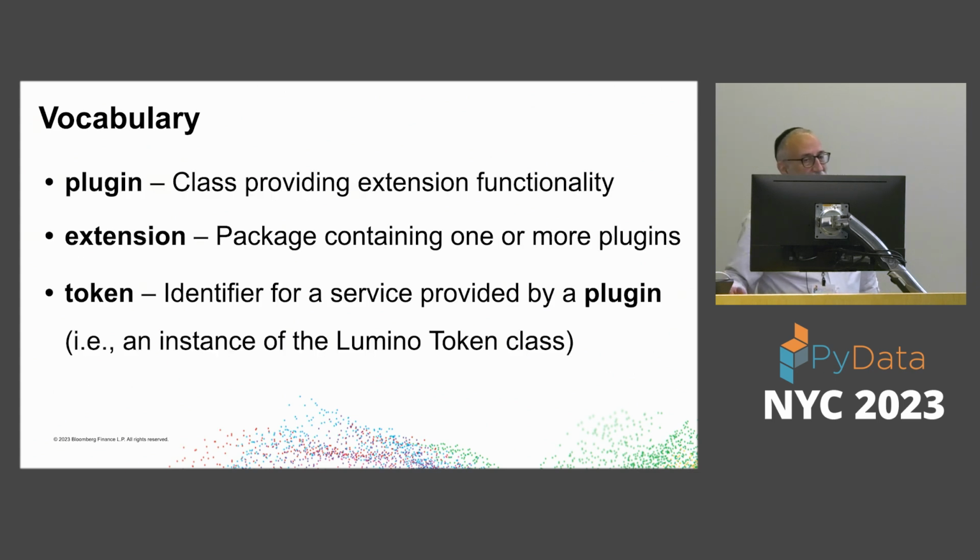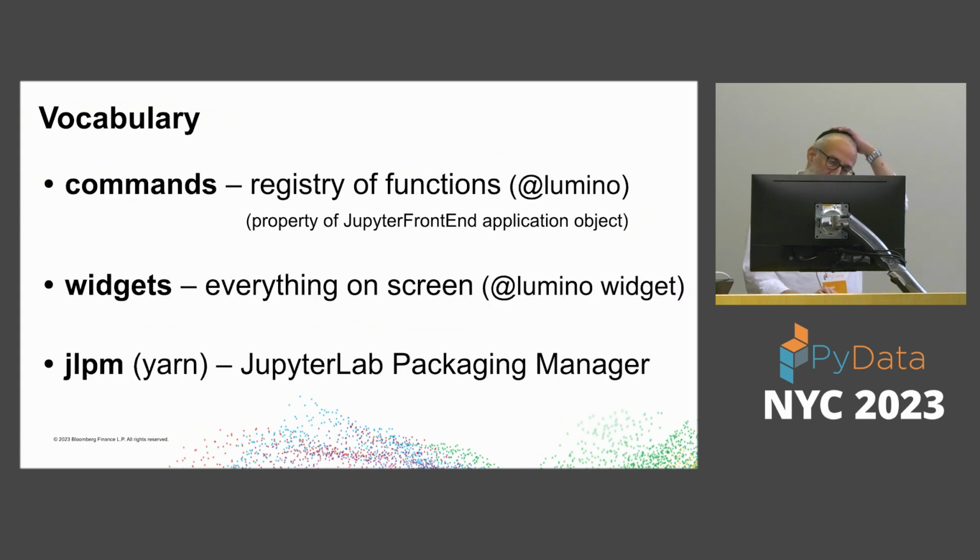A plugin. A plugin is a class that provides the extension functionality in JupyterLab. The beginning of writing any extension is to declare an instance of the plugin class, and then you customize it the way you want for your extension. So now we can define an extension. An extension is a package that can be installed that contains one or more plugins. A token is an instance of the Lumino token class, and it's basically an identifier that identifies a service provided by a plugin. And we'll see tokens also throughout the tutorial.